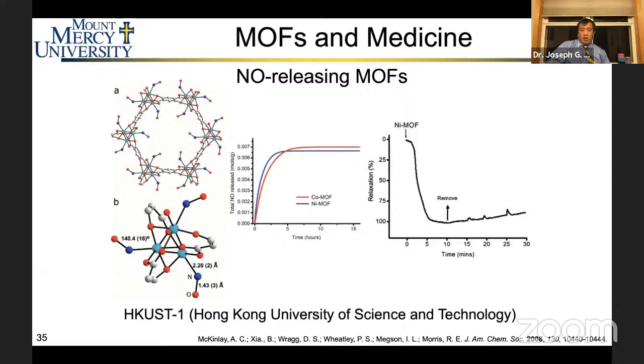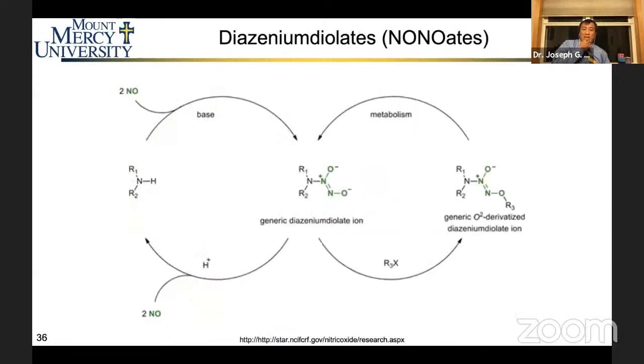The problem with this approach, though, is that you can't control that release of nitric oxide. And anytime we want to use something from a drug delivery perspective, we want to be able to control that. One way that we could try to control it is to take an amine, react it with some nitric oxide, and make something called a diazeniumdiolate, or NONOates. What's really neat about this is that we can control the release of NO by modifying these two different R groups. Different R groups have different properties, and then we can actually control the release of NO however we want.